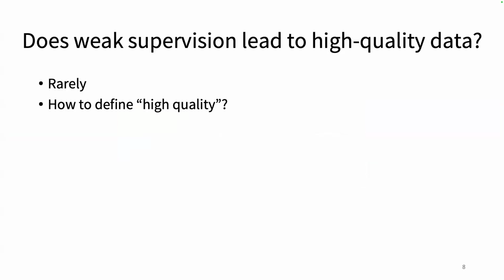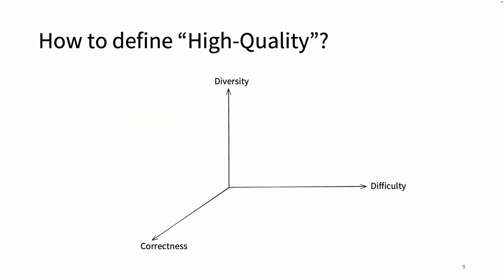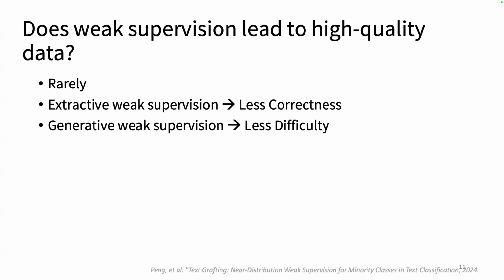So does weak supervision lead to high quality data? No, it rarely does. Before we solve this high quality data curation problem, we have to understand what high quality means. So how do we define high quality? I like to examine the data landscape through the lens of a three-dimensional space: difficulty, diversity, and correctness. High quality data implies high diversity, high difficulty, and high correctness. Interestingly, we noticed extractive weak supervision leads to low quality on the axis of correctness, whereas generative weak supervision leads to less difficult data, as also noticed by my fellow lab mates here.